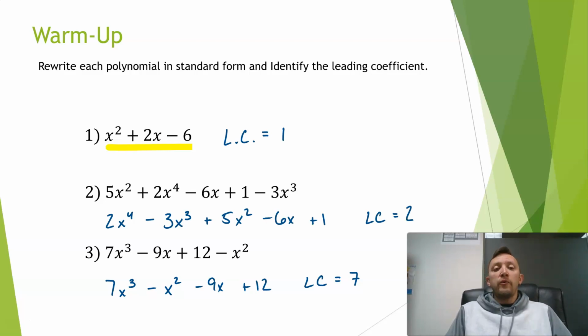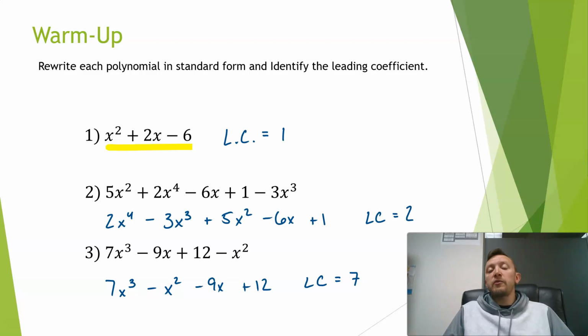And lastly, that one there, we have the 7x cubed, but the rest of it is not in the correct order. So then we'd have minus x squared minus 9x plus 12, with the leading coefficient then being 7. So hopefully that was a good refresher as far as what we were doing with leading coefficients and getting things in standard form. The only thing that we didn't ask there that you should also be remembering is the degree of the polynomial. The degree of the first one again would be 2, the second one the degree would be 4, and the last one the degree would be 3.